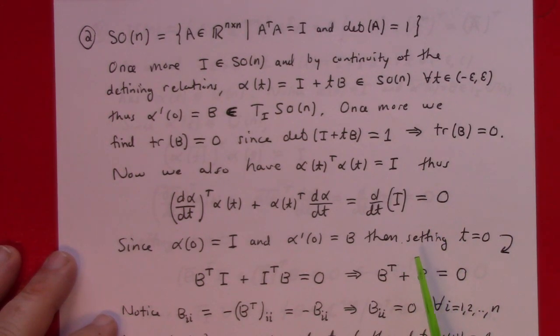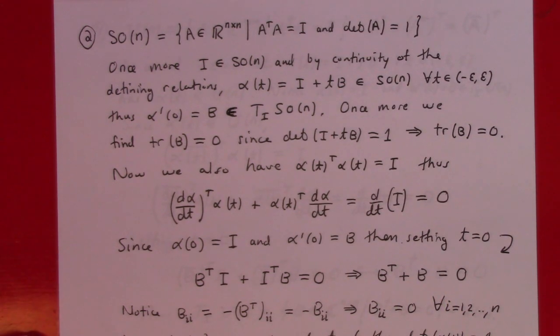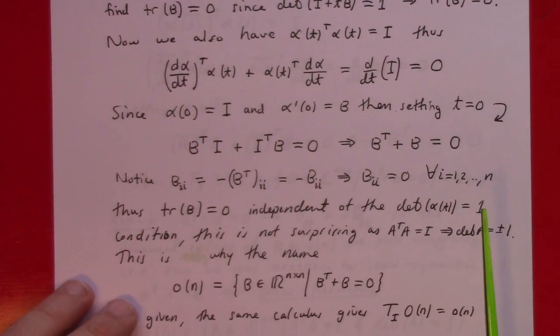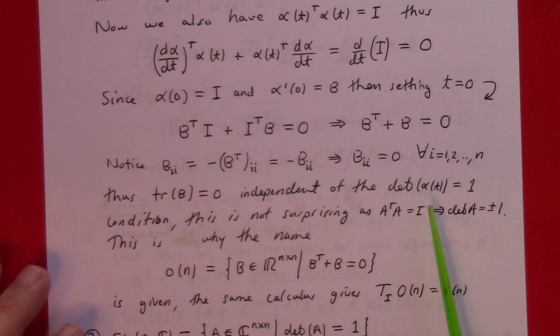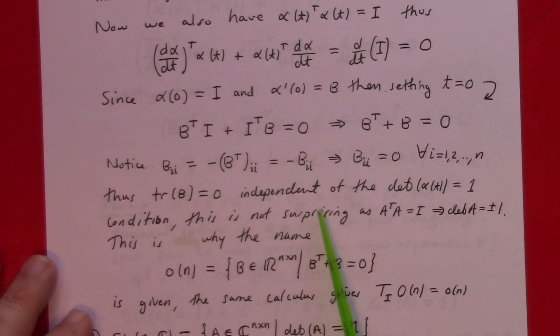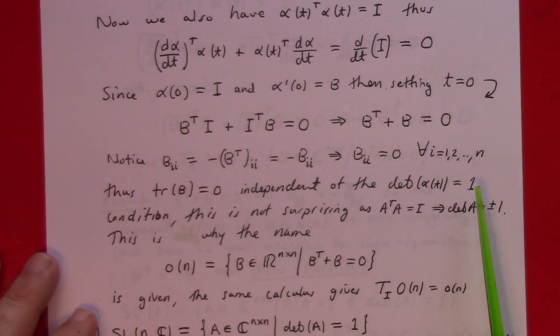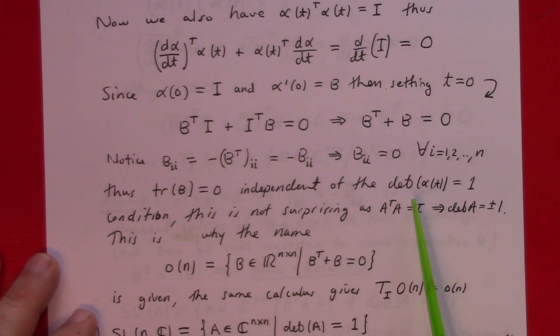Now this one here, you get that the condition on the tangent space identity is that the transpose is equal to minus the matrix. That makes B an antisymmetric matrix. It turns out that because of this calculation right here, antisymmetric matrices are automatically traceless. And as such, we don't even need problem 7.4. We get the traceless condition independent of the determinant.